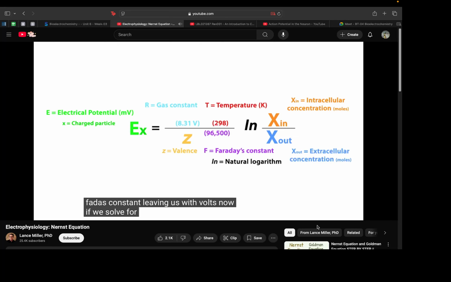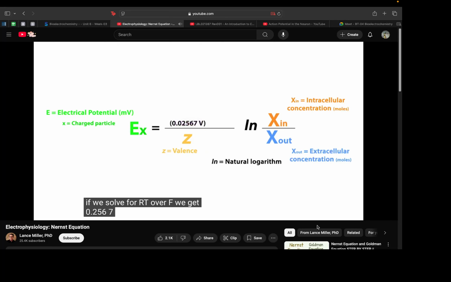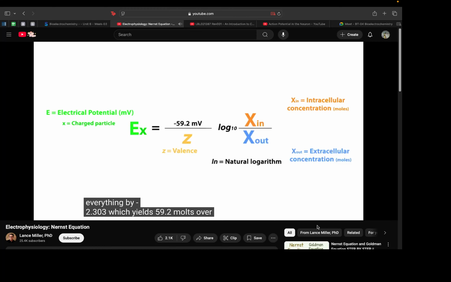Now, if we solve for RT over F, we get 0.02567 volts, or 25.7 millivolts at 25 degrees Celsius, or 298 Kelvin. Next, let's change the natural logarithm to log base 10 by multiplying everything by 2.303, which yields negative 59.2 millivolts over Z.